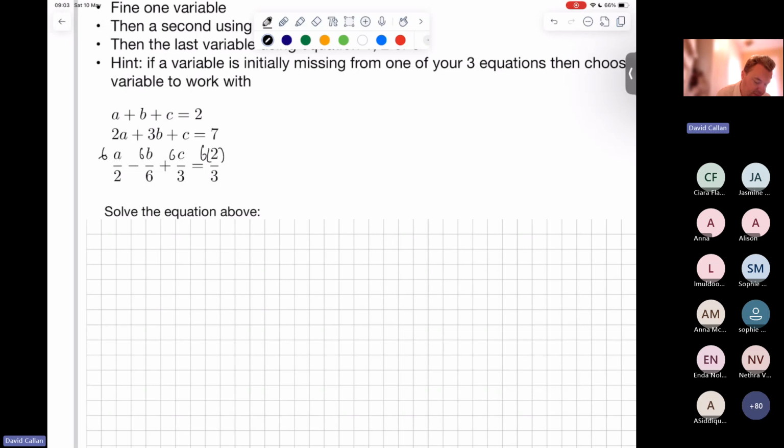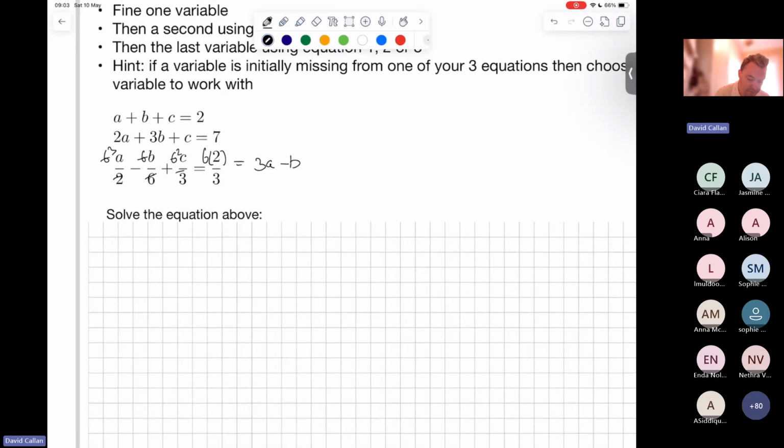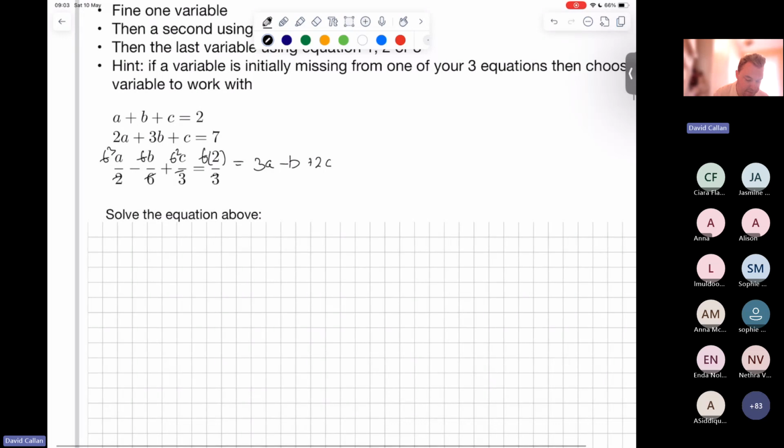So let's see. 6 divided by 2 is 3, so I end up with 3a. 6 divided by 6 is 1, so it's just minus b. 6 divided by 3 is 2, so it's plus 2c. And then lastly, 6 divided by 3 is 2, and 2 times 2 is 4. And then I have ones that I would say are way more accessible and way more approachable to you there. So then I number them 1, 2, and 3. And that's the starting point for sure.